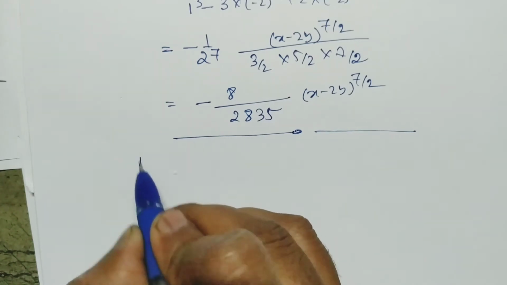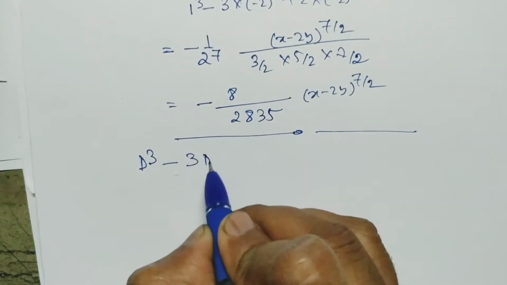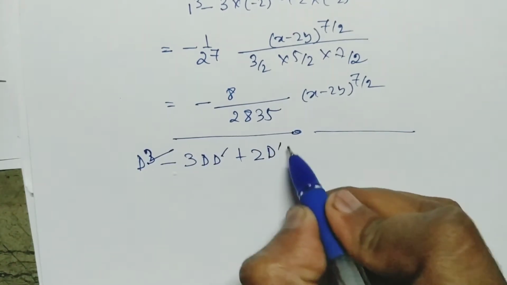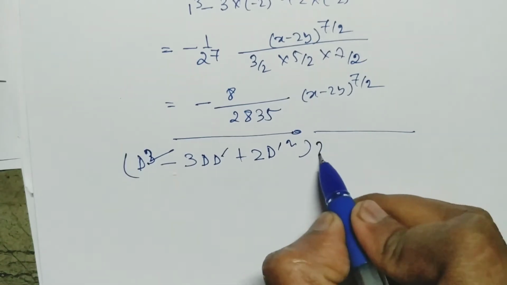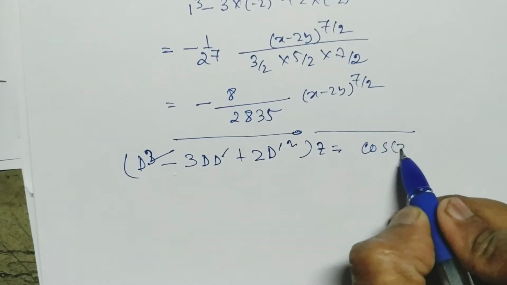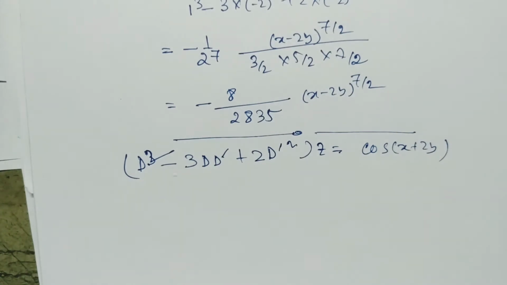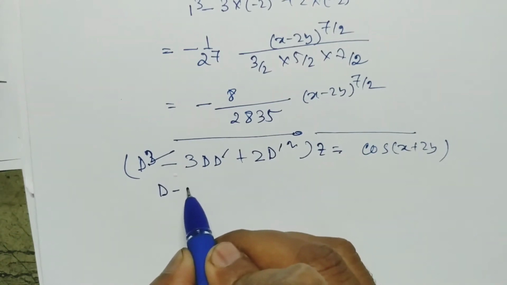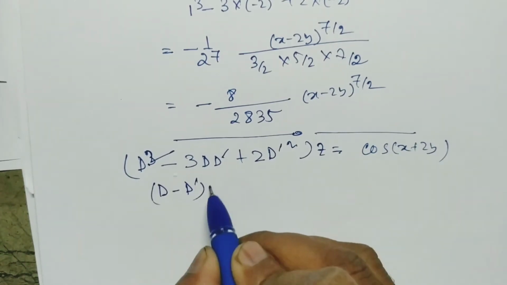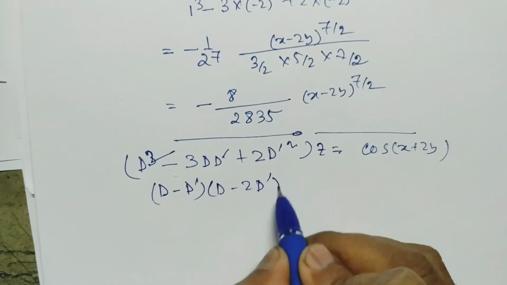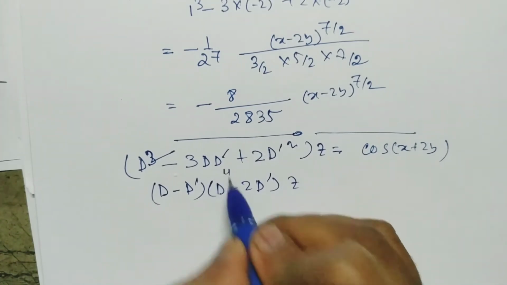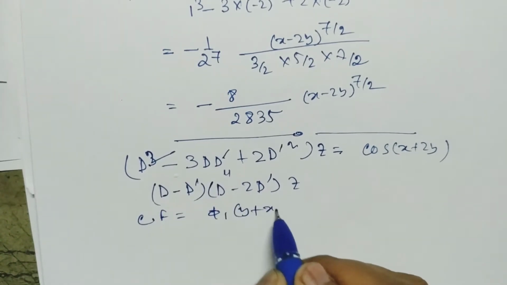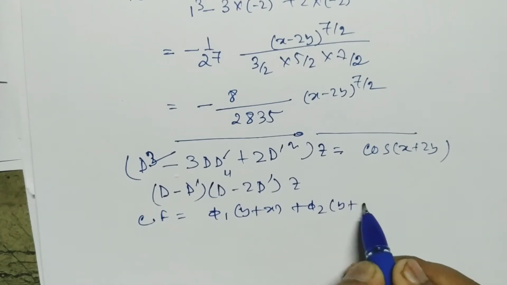Next problem: D cube minus 3 D squared D dashed plus 2 D D dashed squared operating on z is equal to cos of x plus 2y. So factorize that, D minus D dashed, D minus 2D dashed operating on z. So CF is phi 1 of y plus x plus phi 2 of y plus 2x.